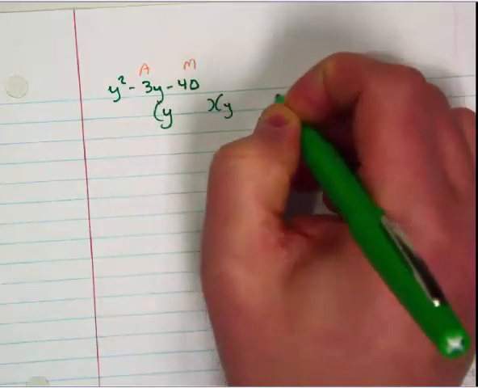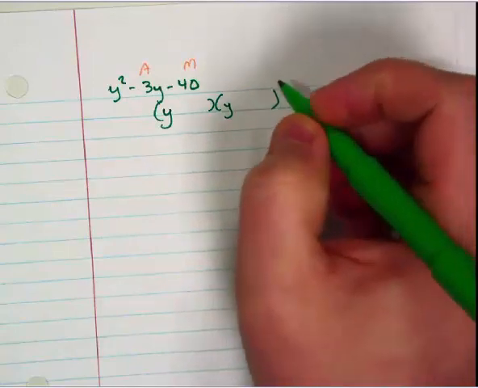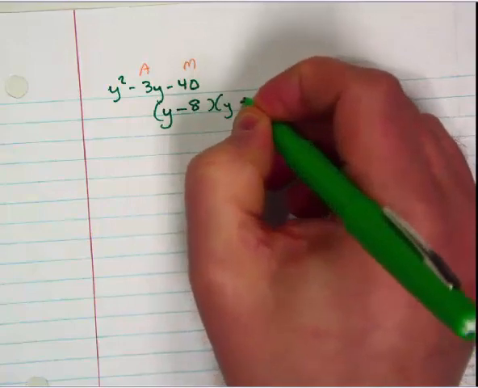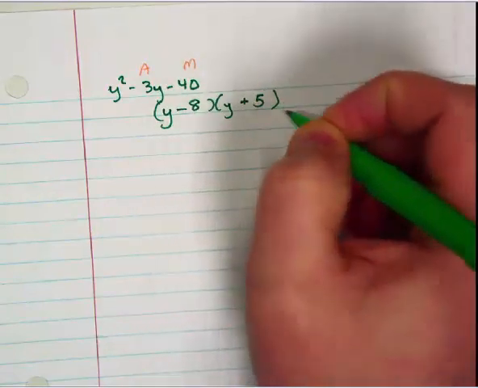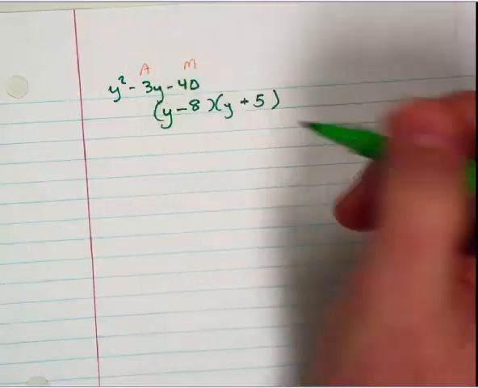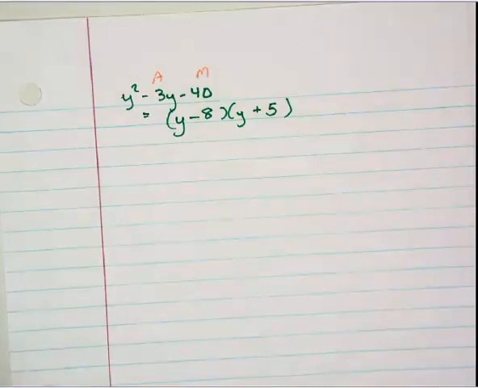Knowing that that's a negative 3, you got to think whether I'd want the 8 or the 5 to be negative. I think it's going to be negative 8 and positive 5. Negative 8 times 5 is negative 40. Negative 8 plus 5 is negative 3. These are equal. Okay.